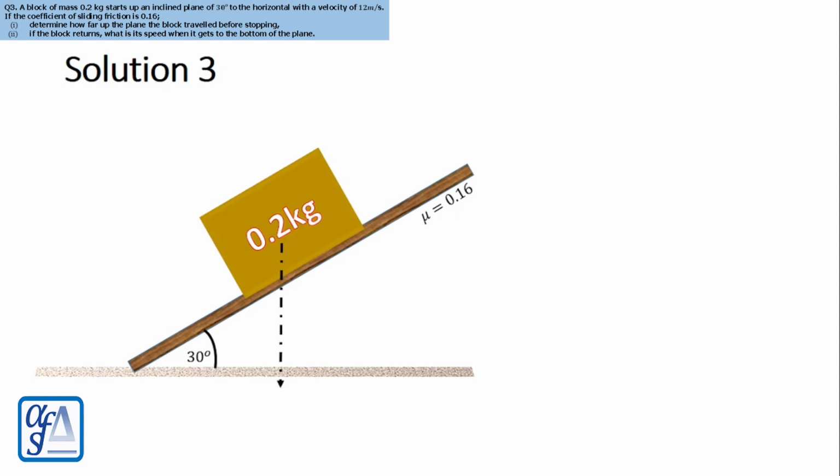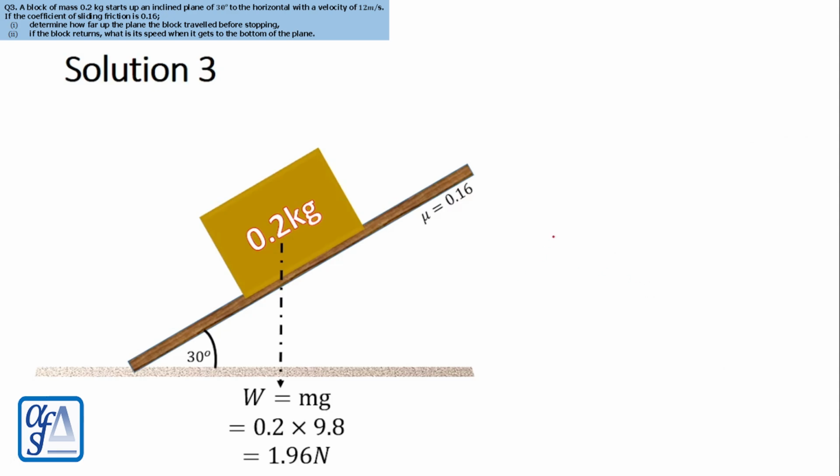So that means the weight of the block acts downward. So we can determine the weight using the formula W, the weight, equals the mass times acceleration due to gravity. Now the mass is 0.2 kg times 9.8 meters per second squared, which is what we are using here as acceleration due to gravity.